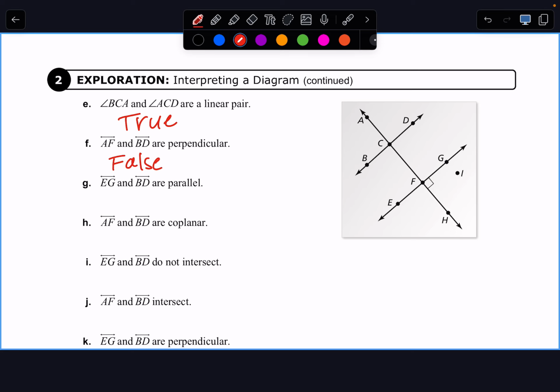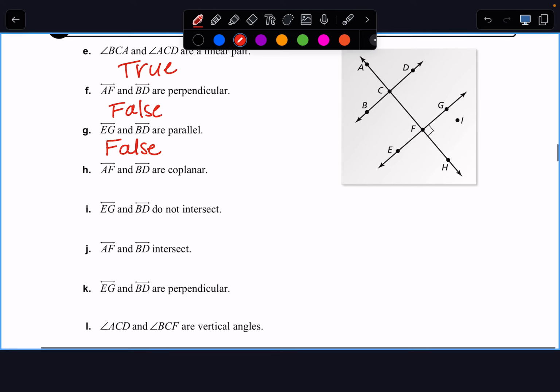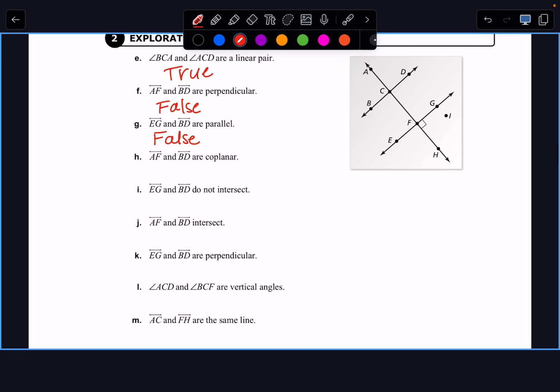Okay. Augie, what do you think about EG and BD being parallel? True, but, so it's false. So with our eyes, it looks like it could be, but if they did not mark it, we cannot assume. Because you know what they say when you assume. They say don't do it. Okay.